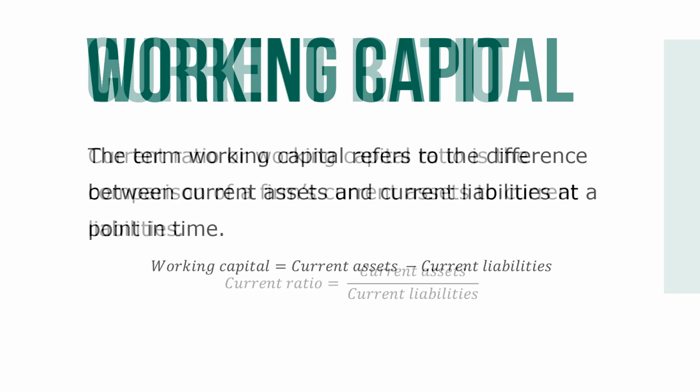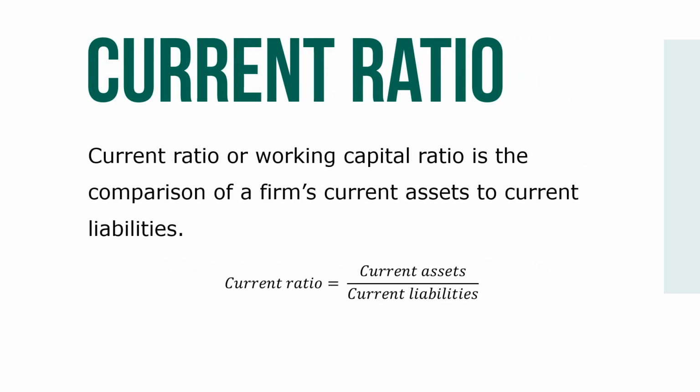Current ratio, or working capital ratio, is the comparison of a firm's current assets to current liabilities, so current ratio equals current assets over current liabilities. This ratio indicates the amount of current assets available to pay off $1 of current debt. A current ratio of 2 to 1 or greater is considered by banks and other lending institutions to be an acceptable ratio.